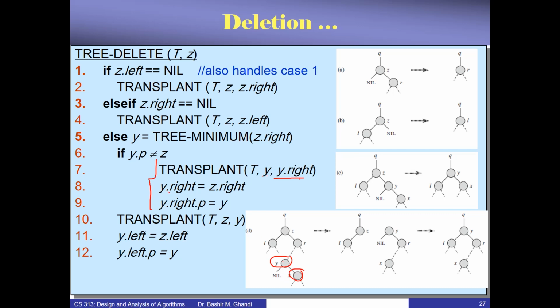For example, Y dot right becomes Z dot right. After doing this copying, we make the right child of Y to actually be R. As you can see here, Y dot right becomes R, and Y dot right dot P becomes Y. So the parent of that R is no longer Z, it is now Y. The parent of R initially was Z, now the parent should be Y. So we have done that.